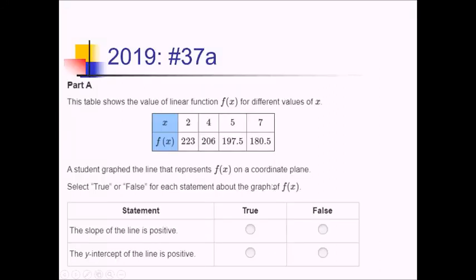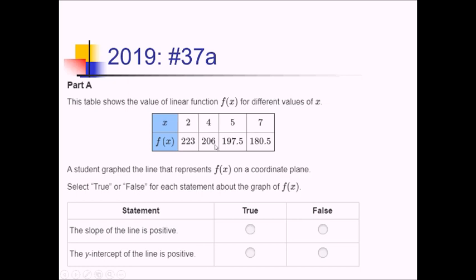For this problem, we have a linear function with some table values, and a student graphs the line representing this on a coordinate plane. We want to pick true or false for statements about that line that just got graphed. So we're talking about, first off, whether the slope is positive and whether the y-intercept is positive. Let's deal with the slope first. So taking a look at this, I see that as I increase my x values, I'm decreasing my f of x values.